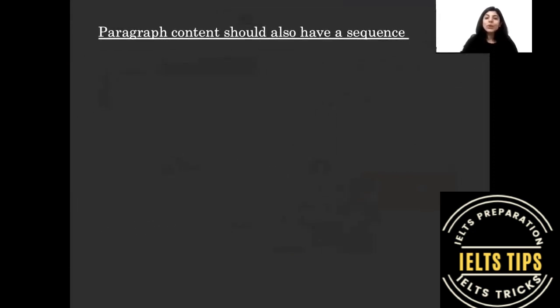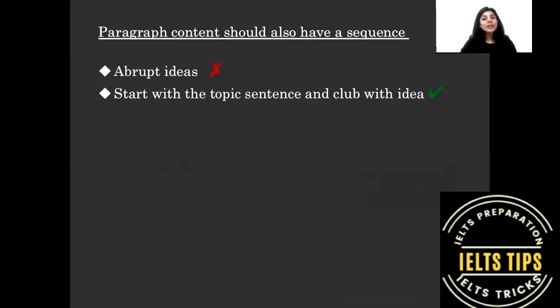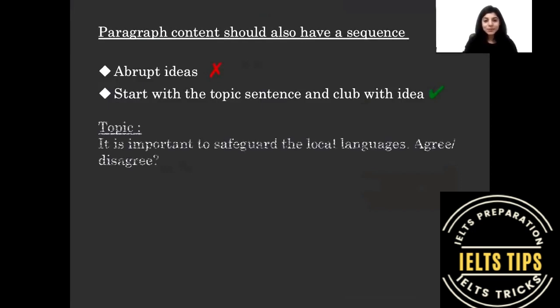Also, when you write paragraphs in coherence, remember that your ideas should also have sequence. That means you should not write the ideas abruptly when you start the paragraph. Instead, start with the topic sentence and club it with an idea. I'll tell you what a topic sentence is.